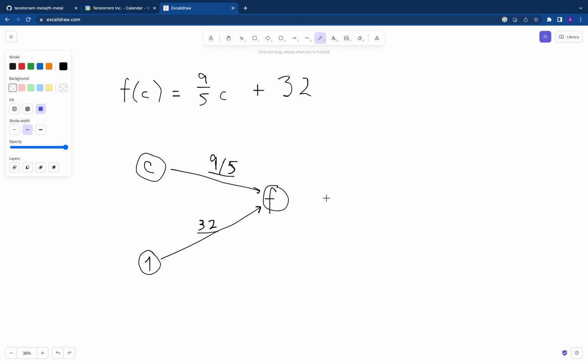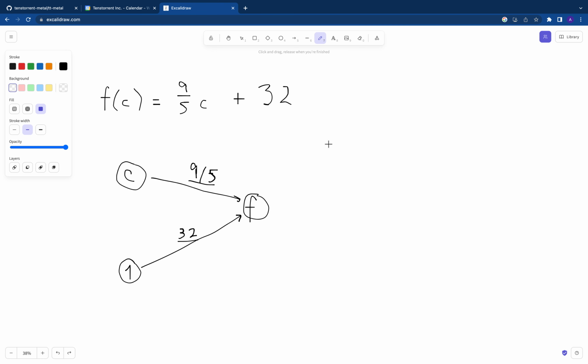Well, another way that we could write this is as a dot product, which this should all be review. So 9 over 5 and 32, these are our parameters. If we dot this with c and 1, well, we get f, or our degrees in Fahrenheit.